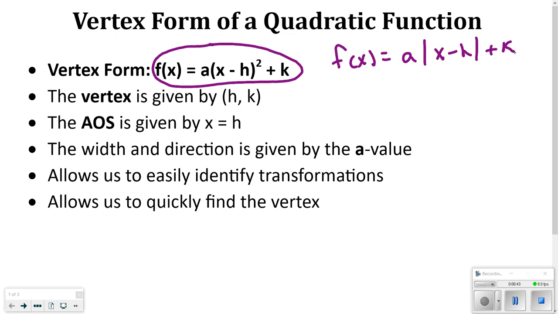The vertex, because quadratics also have a vertex, is still found at (h, k). The axis of symmetry, then, would just be x equals h. And that a value isn't going to give us the slope because we're working with a curve now, but it will help determine the width, how wide or narrow the parabola is, and the direction that it opens. We talked in the last video about how if a is positive, it's going to open upward, and if it's negative, it's going to open downward. So vertex form is important because it helps us easily identify transformations, which we're going to talk about next, and it helps us find the vertex really quick. Probably why it's called vertex form.